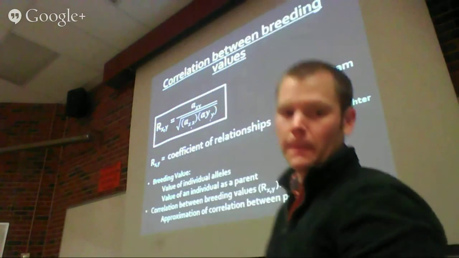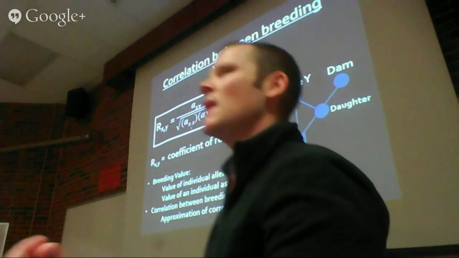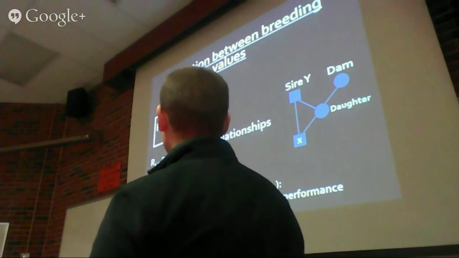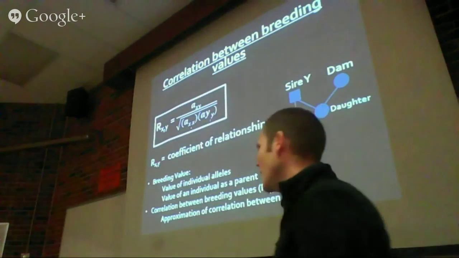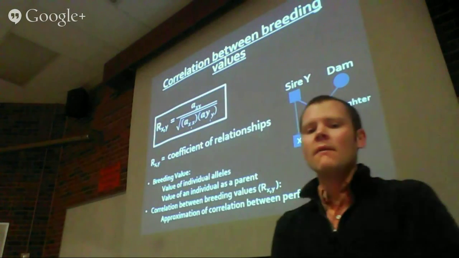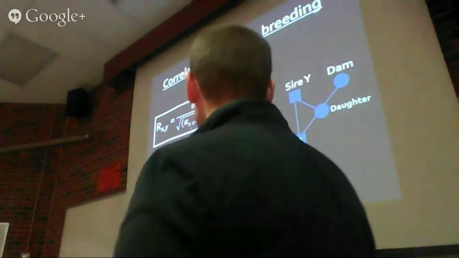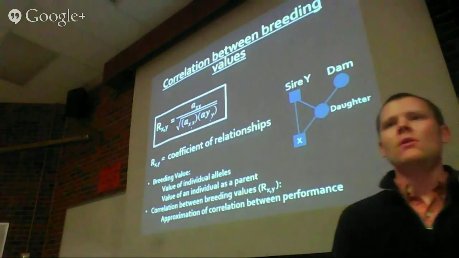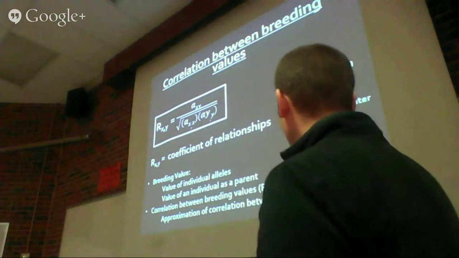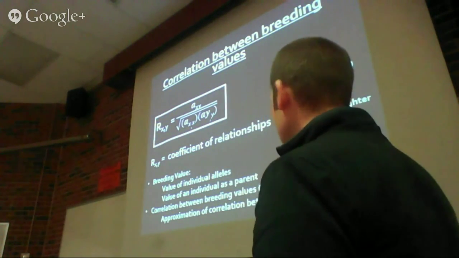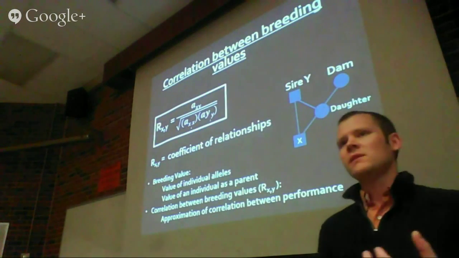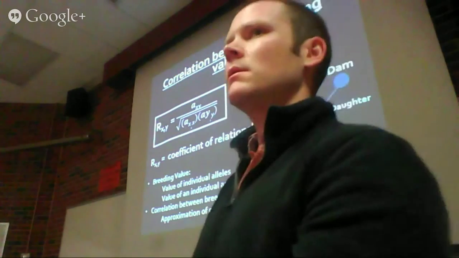So what does that give us? What does that number tell us? Given it's a correlation between breeding values, it's an approximation of the correlation between performance of the progeny. So add the word progeny right here. Performance of progeny. Because it's a breeding value, it's only relevant to the progeny.